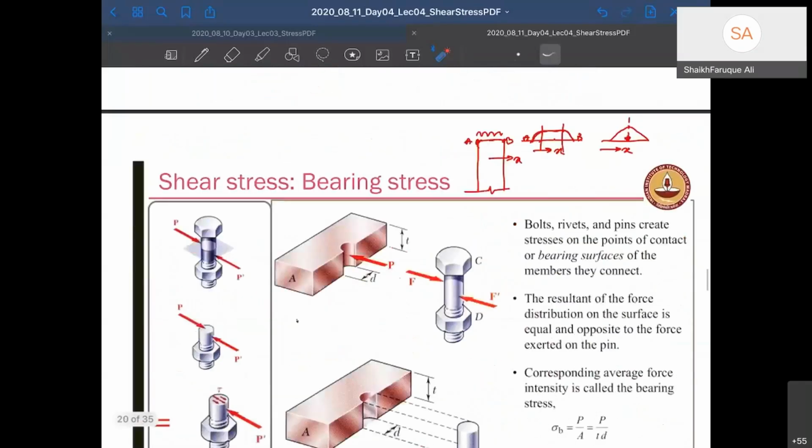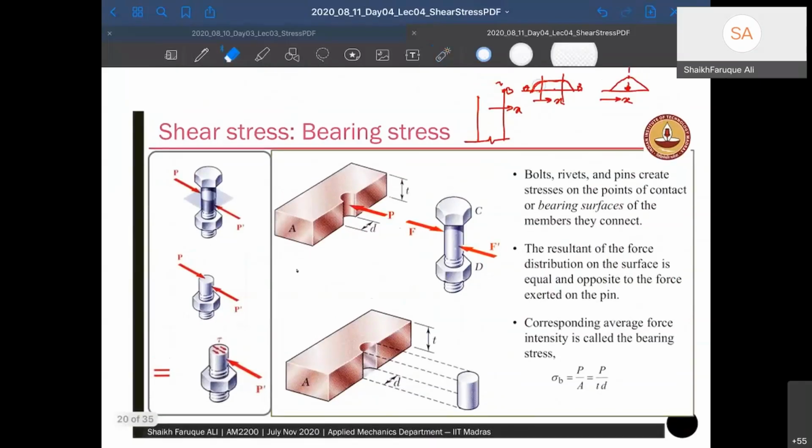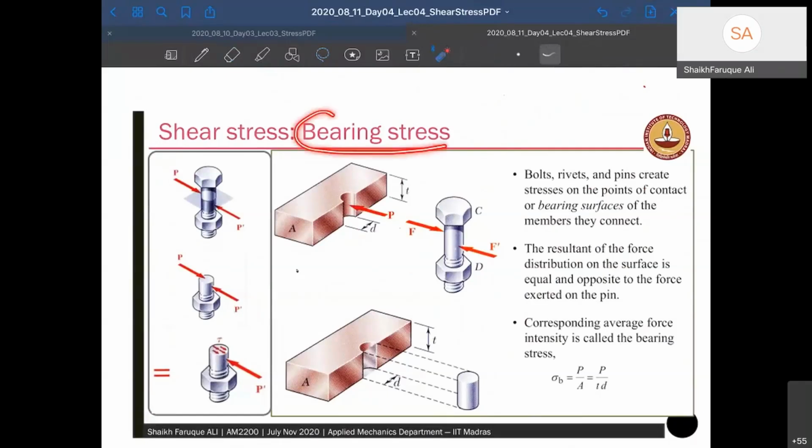Right. So this is what happens. There is something else which we need to deal with when we deal with shear stresses or design of nuts and bolts connections, that is bearing stress. We have to deal with something called bearing stress. I'll explain this also. This has to relate with what you have said. Now, bearing stress is something which you get as P by A.